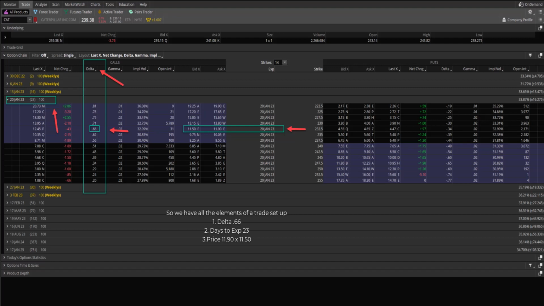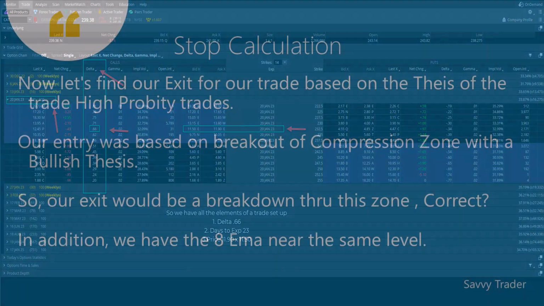That's fine. Then we're going to go to delta 65 to 70s. So let's do 66. Could do 71s. Those would have been fine also. So this is trading for January 20th, the 232.5 strikes, 11.90 by 11.50. So let's put that all together. We have a delta of 66, days to expiration 23. Our price is 11.90 by 11.50. Get filled at 11.90. And we'll move on from there.